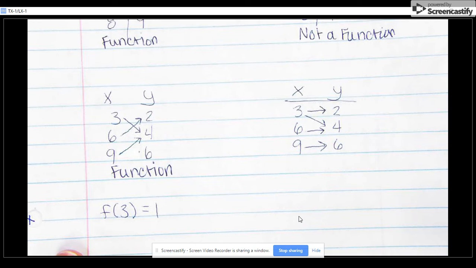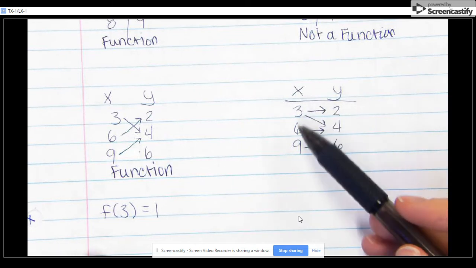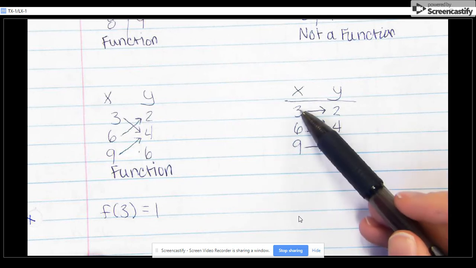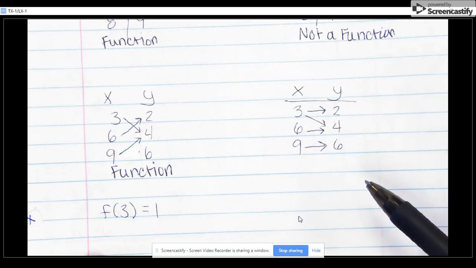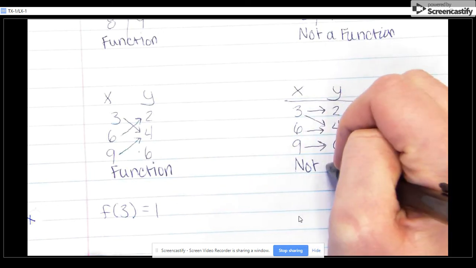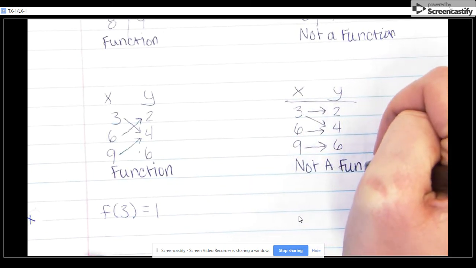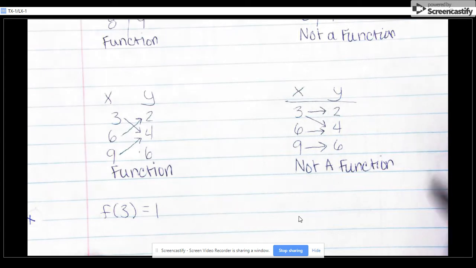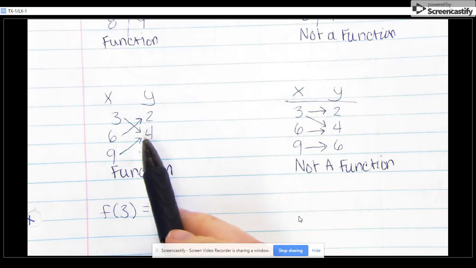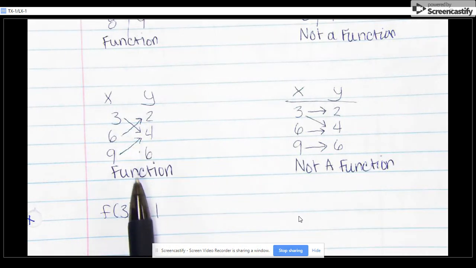Now let's look at this example. This time, I have the 3 not only going to the y value of 2, but also to the y value of 4. That means that it is not a function. Remember, it's very, very important to concentrate on the x values. X values cannot repeat, but y values can, when you are determining if it is a function or not a function.